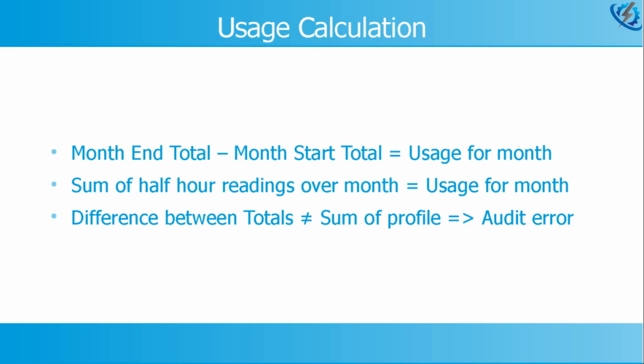Back to profile and totals, it is necessary to note that the usage for a month can be calculated in two ways. 1. You can take the month-end total minus the month-start total. 2. You can take the sum of all the half-hour profile values for the month. Both of these should come to the same usage. If they don't, then you have an audit error. There is a video about audits if you would like to understand more about that.